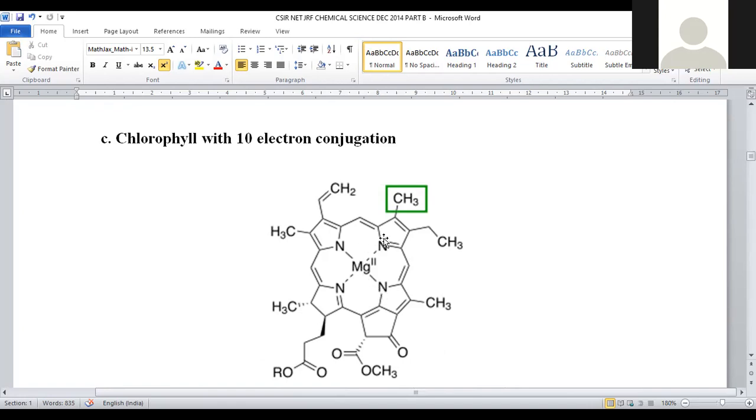We just have to replace iron with magnesium. Iron plus 2 can be replaced with magnesium so that it turns into a green color pigment. If iron is there, it is a red color pigment. If magnesium is there, this is a green color pigment, right?